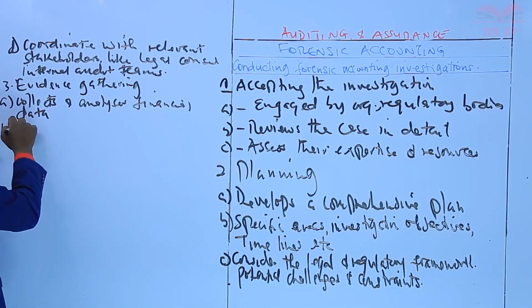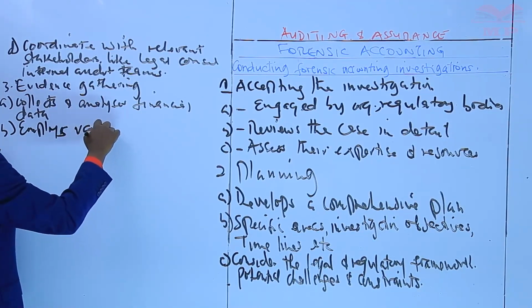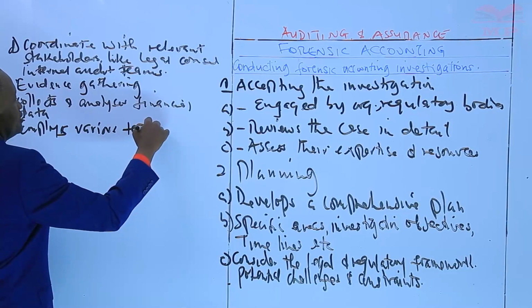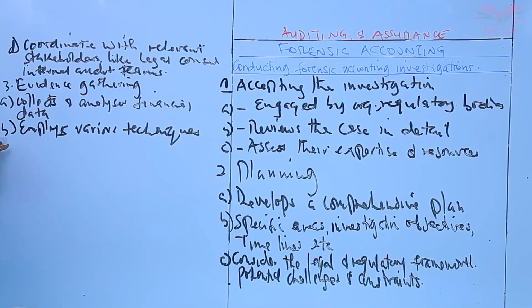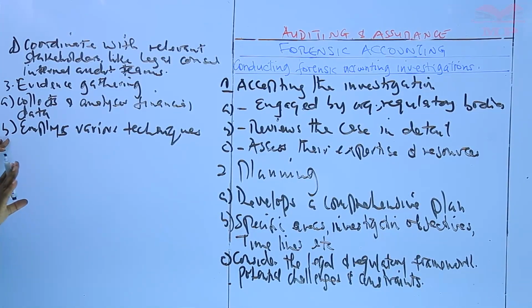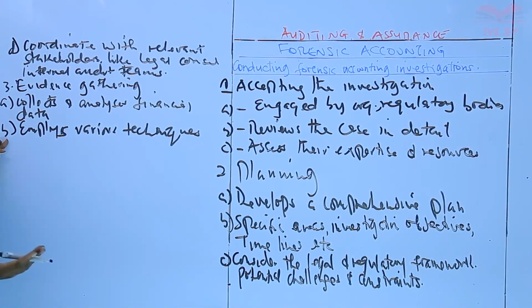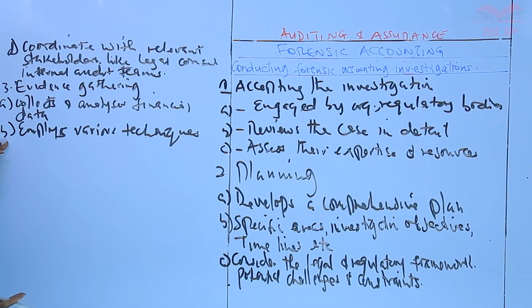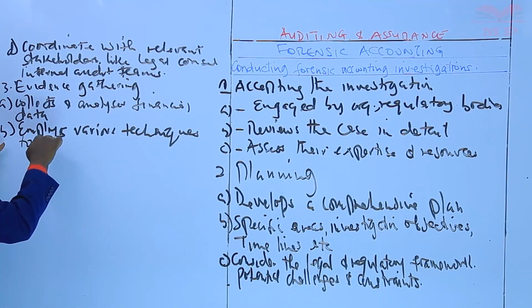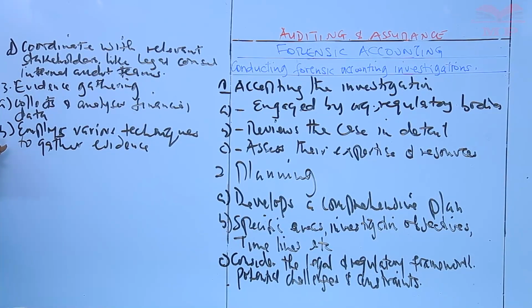Then, the forensic accountant employs various techniques such as data analysis, forensic interviews, and document examination to gather relevant evidence.